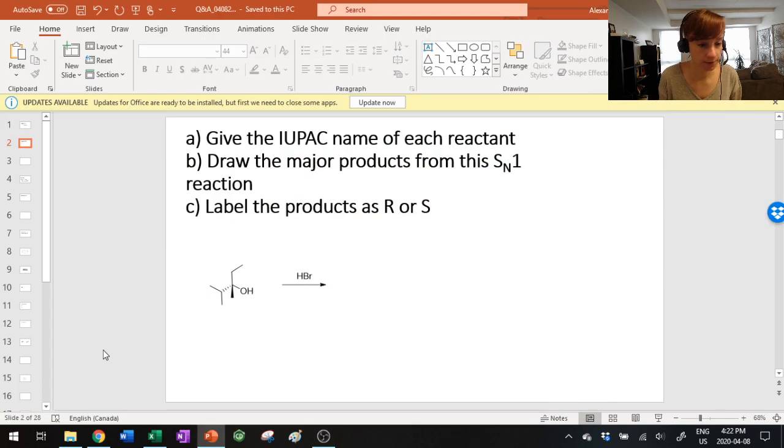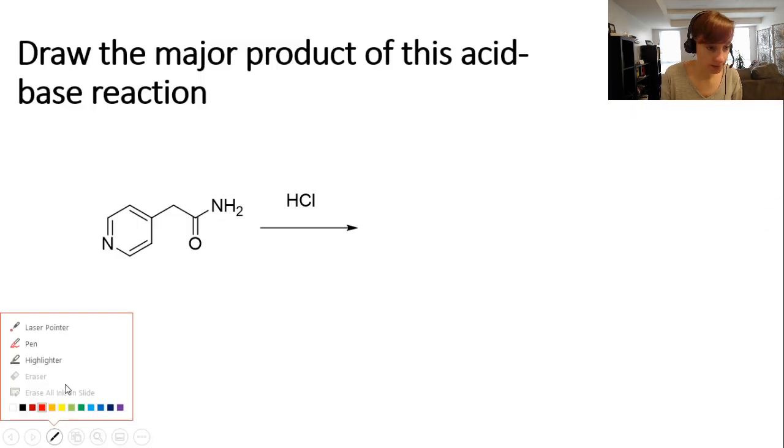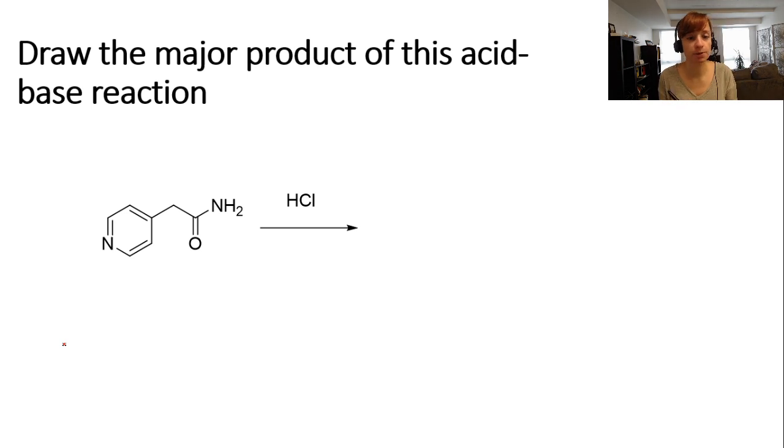Okay, so just flipping back to the PowerPoint. So I can draw out, again, it asks for just the major product, but I'm going to draw out the reaction mechanism so that you understand where the product comes from. So in this case, it's an acid-base reaction. So HCl is our acid, and this amide group is our base. An acid is pretty much anything that can donate a hydrogen or a proton, and a base is anything that will accept it.